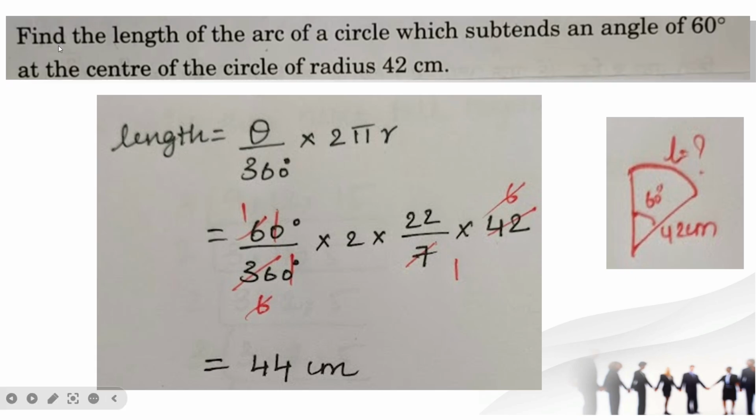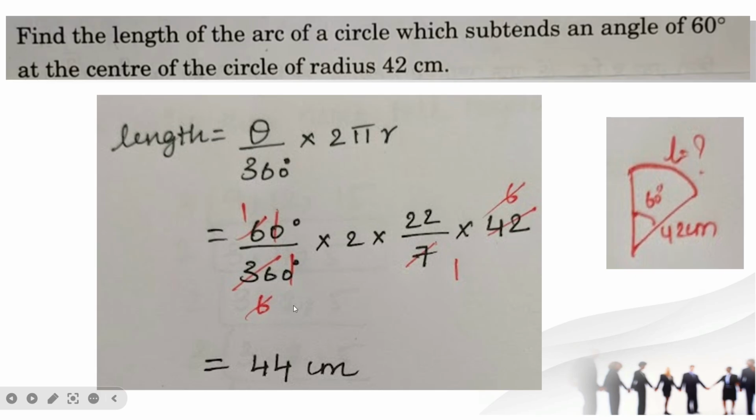Next, find the length of the arc of the circle. Find the length of the arc of the circle which subtends an angle 60 at the center of the circle of radius 42 centimeter. First write the length of the arc formula, theta by 360 into 2 pi r. What was needed? Angle is needed, radius is needed. Do we have both? Yes. Just substitute. 60 degree by 360 into 2 into 22 by 7 into 42.